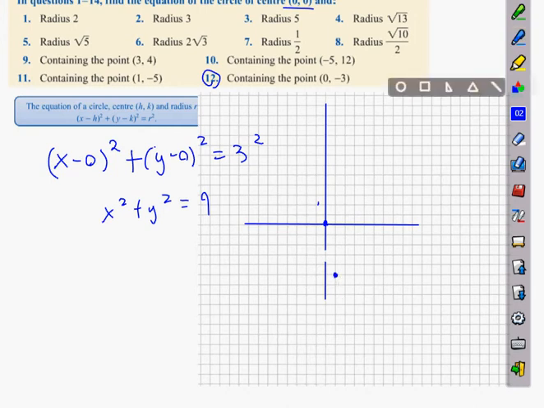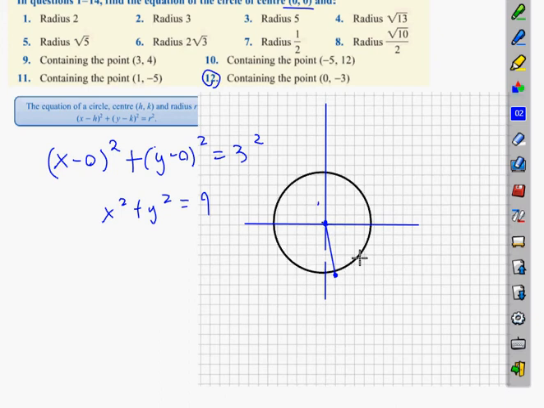The radius of that circle would be from here to here. And then actually going about drawing this circle would be from there. Okay, so that's the circle there, right?